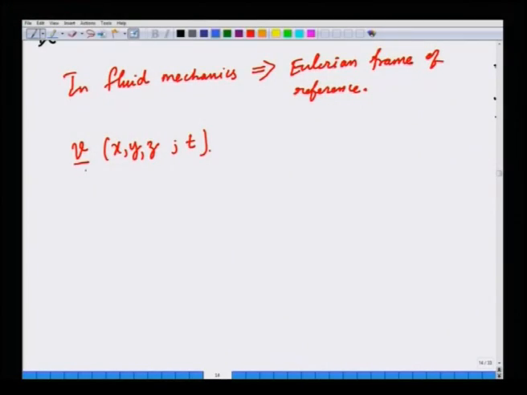In fluid mechanics we will use the Eulerian frame of reference, and the Eulerian velocity field is given by v, the velocity vector. Remember that velocity is a vector, in general. In fluid mechanics all the 3 components of velocity will be present, so we need to preserve this v as a vector, and it is a function of the 3 spatial locations that you choose to work with, and it is also a function of time.